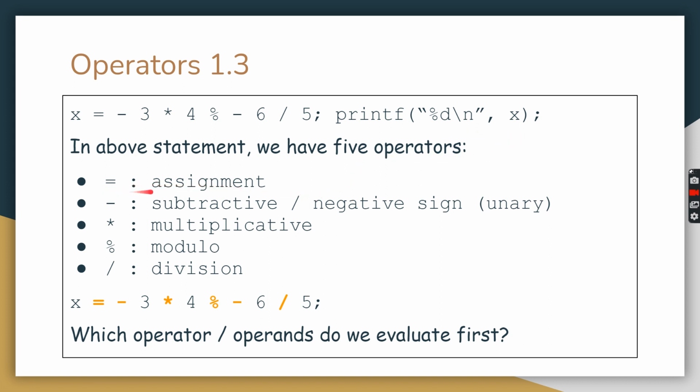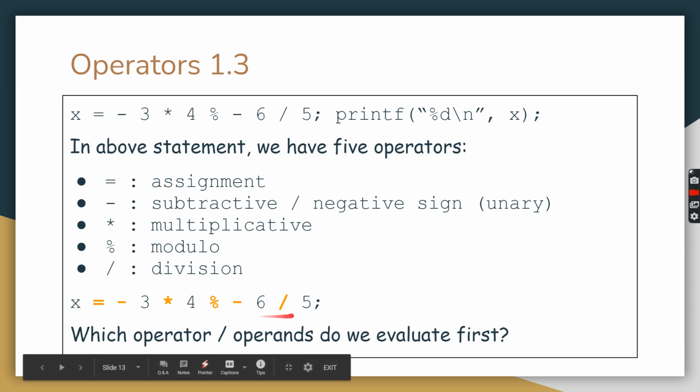We have the equal sign, which is the assignment, the minus sign, which is going to be used for the subtractive, or the negative sign, or the unary, depending upon the circumstance of where the minus sign is in the expression. We'll have the asterisk, which will be defined by the multiplicative operator, the percent sign for the modulo operation, and the backslash for division. So out of these 5 operators, which do we evaluate first?